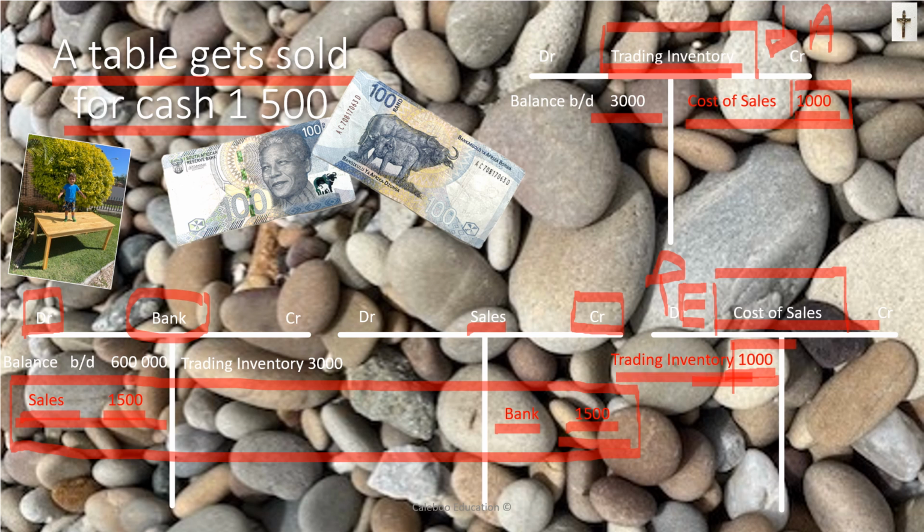I've explained it again, but I typed it out neatly, and I most probably made a mess of it with all my writing, but hopefully the scribbling explains here what's happened. If we balance this trading inventory account, the balance would be 2,000, as there are 2 tables left, 1,000 Rand each.